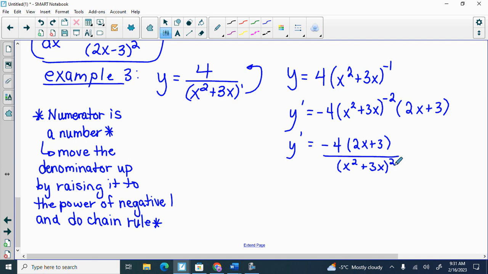So we could have just gone f, g, and then done g f prime minus f g prime over g squared, and we get the same answer. It would have done the same thing.